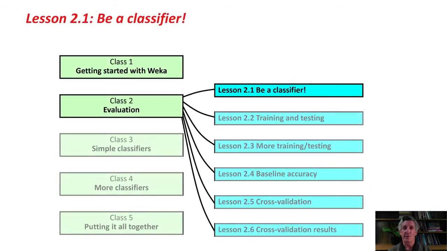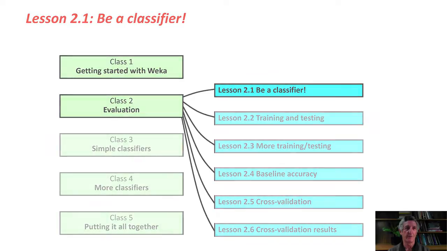In lesson 1.4 we built a classifier using J48. In this first lesson of the second class we're going to see what it's like to actually be a classifier ourselves. And then later on in subsequent lessons in this class we're going to look at more about evaluation, training and testing, baseline accuracy and cross-validation. First of all, we're going to see what it's like to be a classifier. We're going to construct a decision tree ourselves interactively.